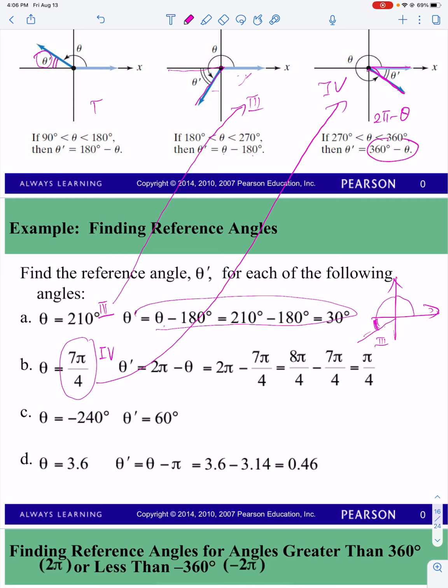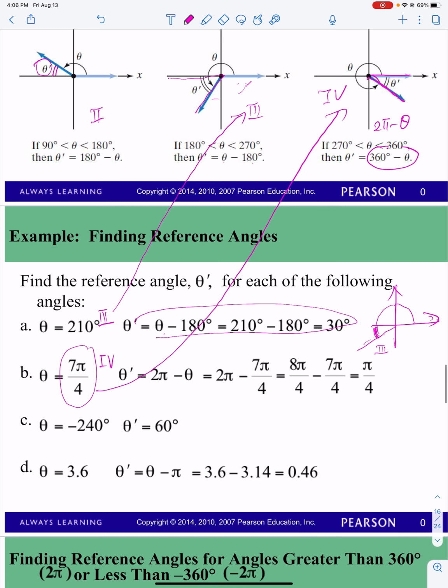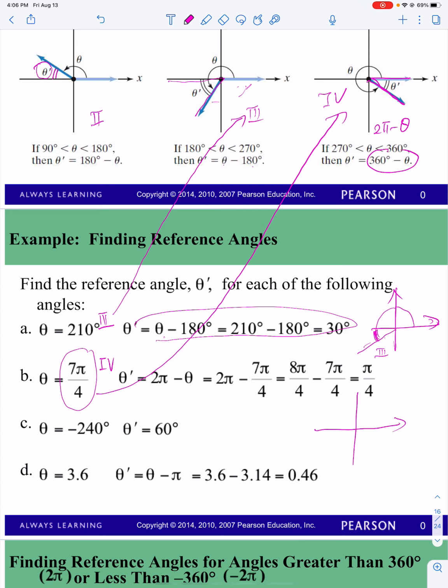Okay, and this is your second quadrant formula. Theta equal to negative 240 degrees. This one will be very easy to draw the pictures. Negative angles go clockwise. So we go from here to here. Here is negative 180. Negative 240 is right here. So it's negative 240.